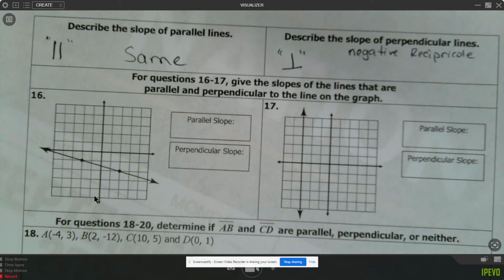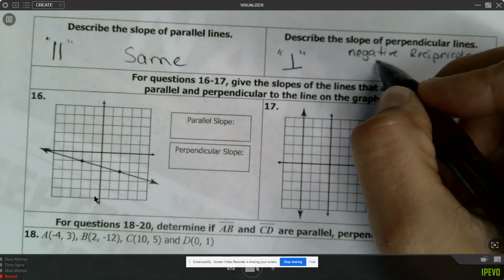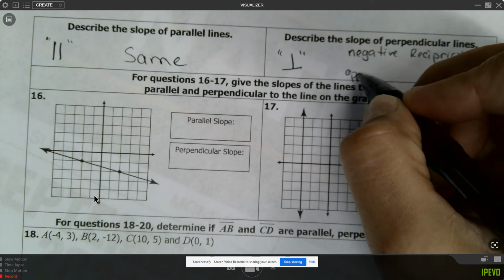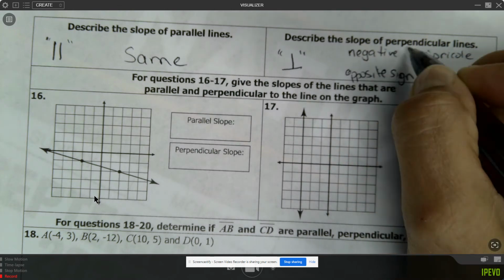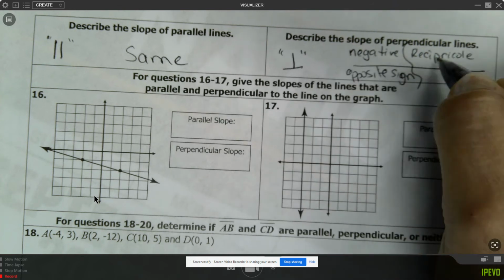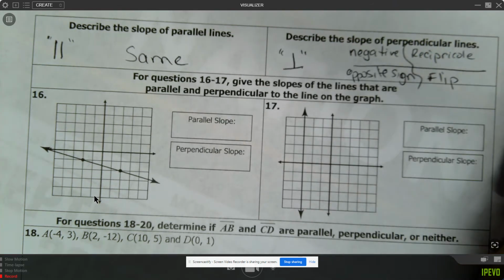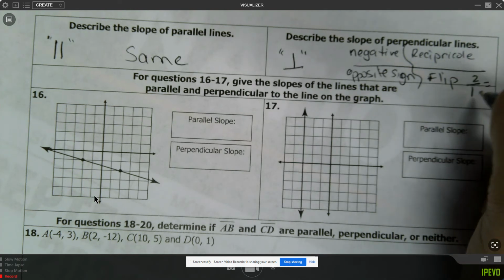And I could have spelled reciprocal wrong, so just spell it right. I can't remember if it has an E or not. The word negative just means that it will be the opposite sign. All right, so that's what that means. The word reciprocal means to flip it over. So if it's a whole number, you will have to place a 1 under it. If you're flipping over a 2, you place a 1 under it and flip it over.